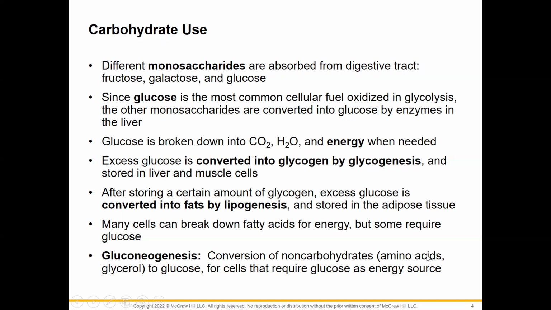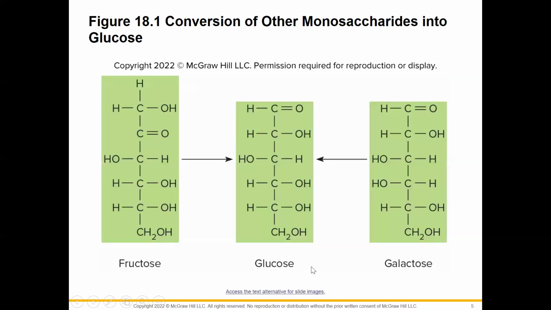Remember that amino acids are the building blocks of proteins. It can take those amino acids and turn those into glucose molecules for those cells that actually require glucose as energy. So remember, some cells can use lipid as an energy source, but some cells cannot. And if they cannot, then instead of using lipid, your body can make glucose from other molecules. So this is basically the process of how the body will convert some monosaccharides into glucose.